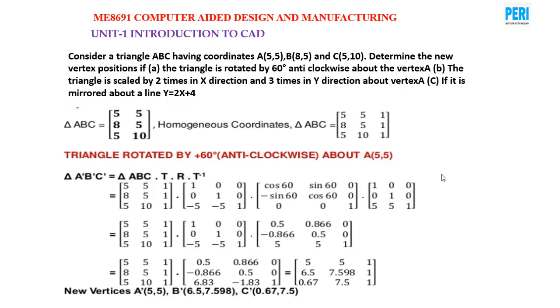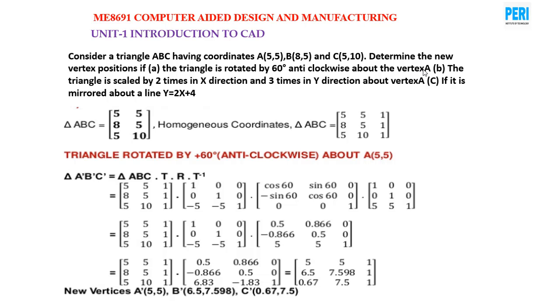Then this is a lengthy sum, so a sub problem is also there. There are three types of problems. One is the triangle rotated at 60 degrees in the anti-clockwise direction. The other one is scaling factors. The third one is mirror. In this case, consider triangle ABC having coordinates (5, 5), (8, 5) and (5, 10). Determine the new vertex position if the triangle is rotated 60 degrees anti-clockwise about the vertex.